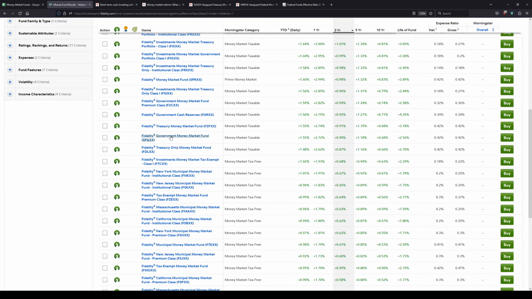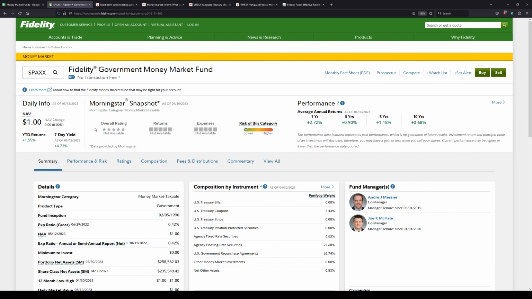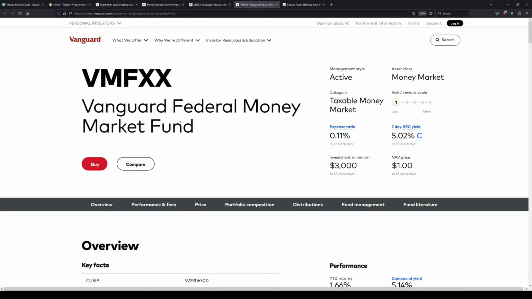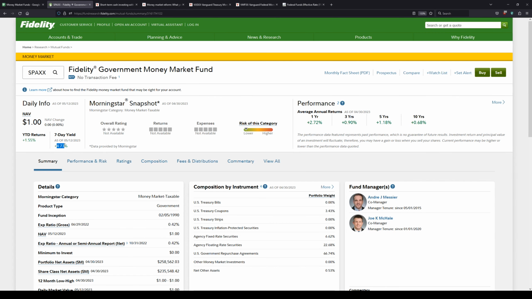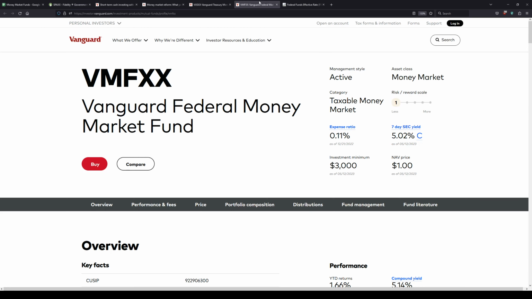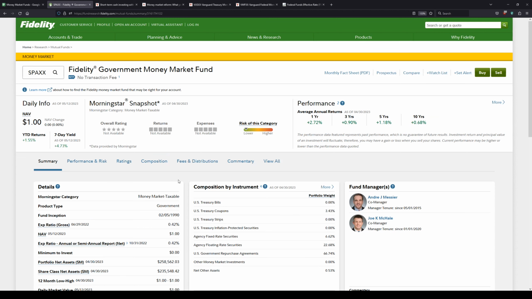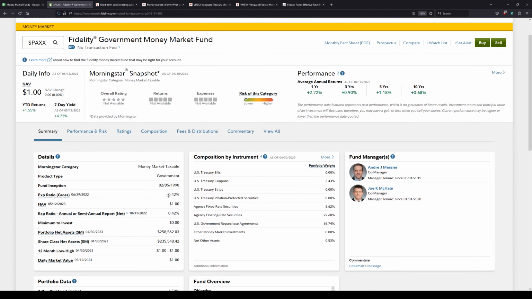Probably one of Vanguard's more comparable money market funds is their government money market fund here, SPAXX, which we can just take a quick look at to compare against Vanguard's Federal Money Market Fund as well. So in this case, they have an SEC yield of 4.73%, which is noticeably lower than the 5.2% offered from Vanguard. And if you were paying attention from earlier, you can probably already guess why this is. And that's because Fidelity charges a much higher expense ratio for this fund.